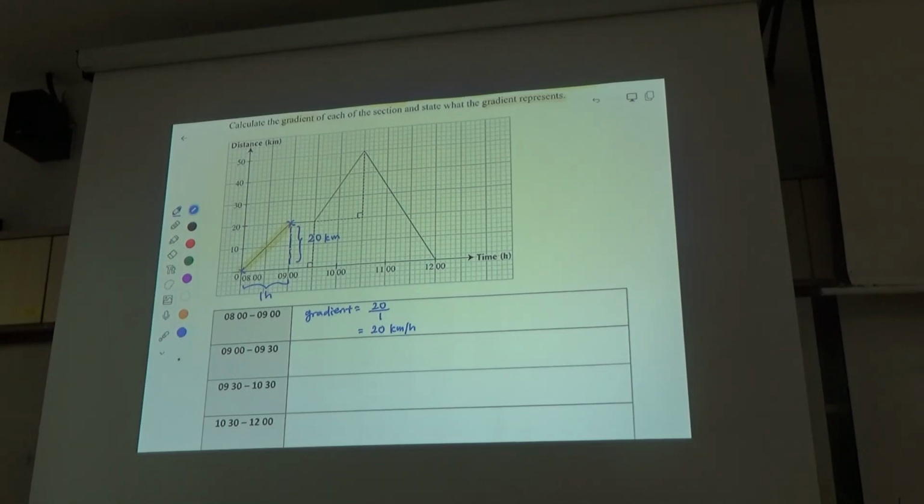To interpret this, as per what we have seen just now, over time we see that the distance actually increases. So what this means about the cyclist is that the cyclist is moving at a constant speed, and away from the starting point.